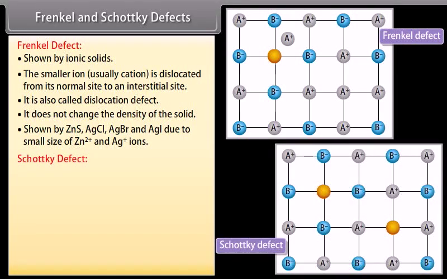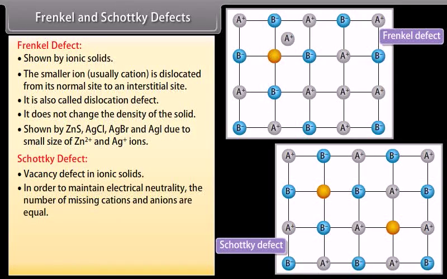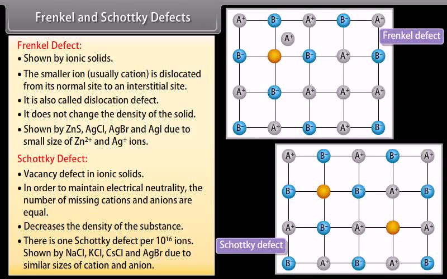Schottky defect, a vacancy defect in ionic solids. In order to maintain electrical neutrality, the numbers of missing cations and anions are equal. It decreases the density of the substance. There is one Schottky defect per 10¹⁶ ions, shown by NaCl, KCl, CsCl, and AgBr due to similar sizes of cation and anion.